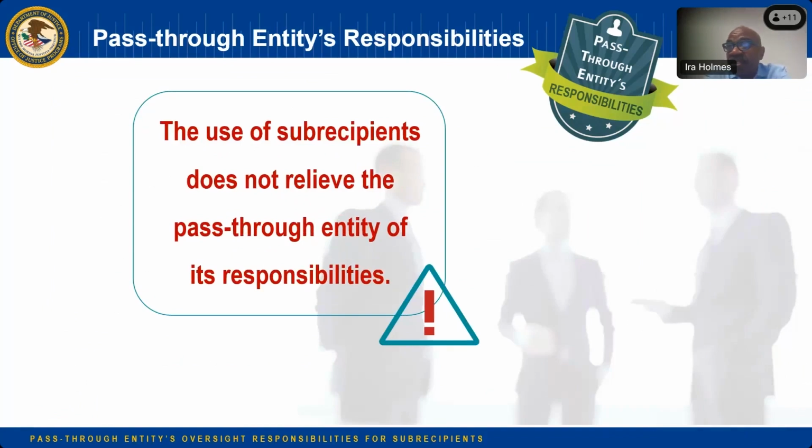The use of subrecipients, and notice this slide is on its own in bright red letters, the use of subrecipients does not relieve the pass-through entity of your responsibilities. Regardless, I'm going to add to this, regardless of the amount of federal funds that are passed down to the subrecipient.